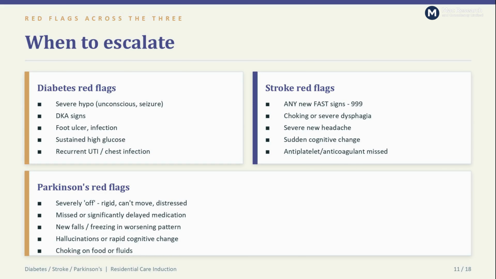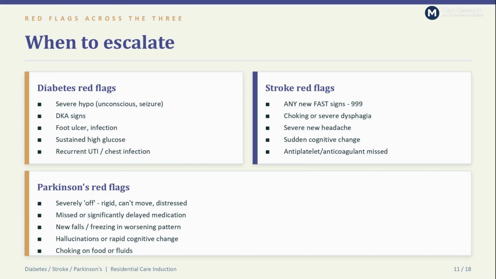Stroke. Any new FAST signs: 999 immediately. Choking or severe dysphagia, particularly if new. Severe new headache. Sudden cognitive change could be new stroke or another acute neurological event. Antiplatelet or anticoagulant missed, often need replacing rather than skipping.